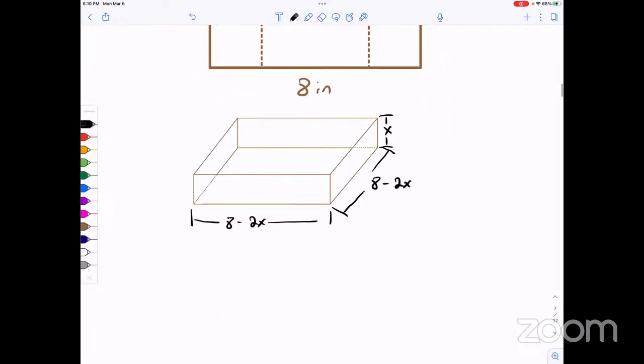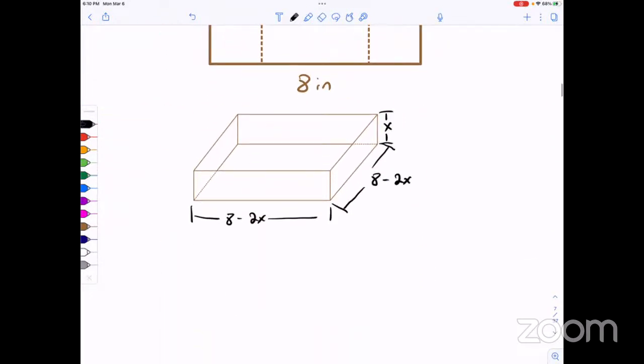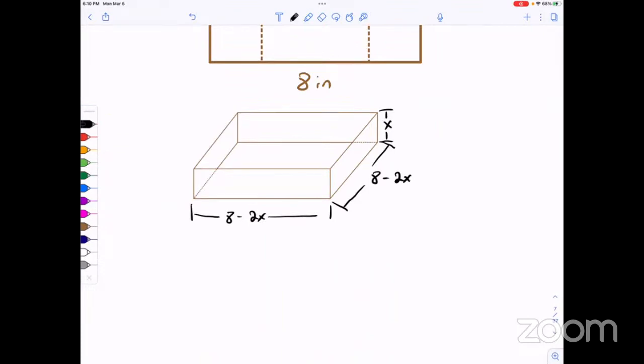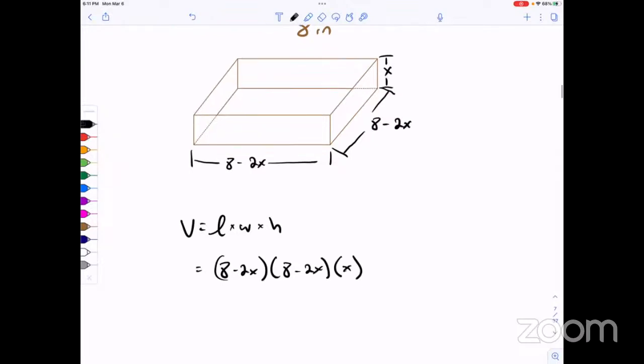Okay. So again, we want to maximize the volume, right? So if we're talking about volume, let's go ahead and write an expression for volume. So for an image like this, the volume is going to be what? Length times width times the height. Okay. So if we insert what we have, our length is going to be 8 minus 2x. Our width is also going to be 8 minus 2x. And our height in this case is x. Okay. Let's go ahead and expand this guy.